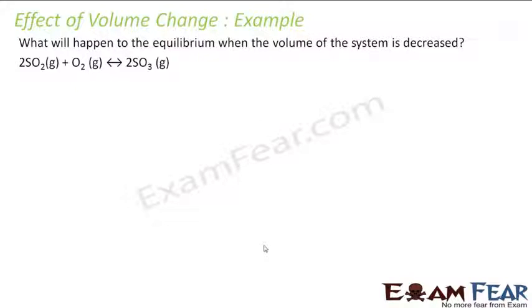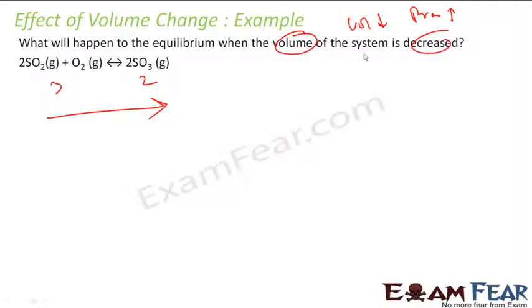Let's take an example. What will happen to the equilibrium when the volume of the system is decreased? The volume of the system is decreased, so pressure is increased. We have 2 moles here and 3 moles here. If the pressure is increased, the system will go in the direction which has fewer moles. Understand this: volume decreased means pressure increased, and pressure increase means the system goes in the direction with fewer moles. This side has fewer moles and this side has more, so it will move in this direction.